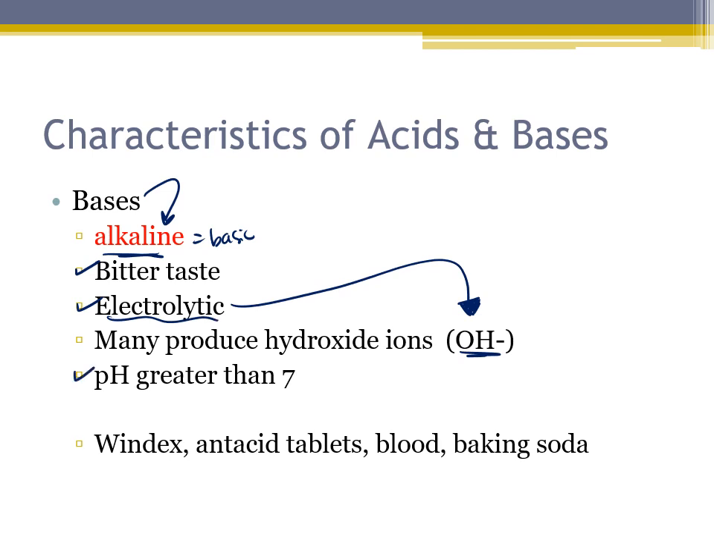Their pHs are going to be greater than 7. Remember that acids were less than 7. Bases will be greater than 7. Household cleaners like Windex are often basic because they have ammonia as one of their ingredients, and acid tablets like Rolaids or Tums are also basic. Blood is just a little bit basic, and then baking soda is a little bit basic.